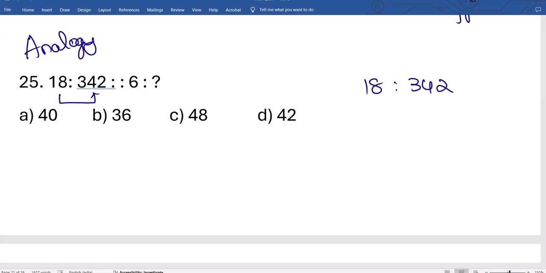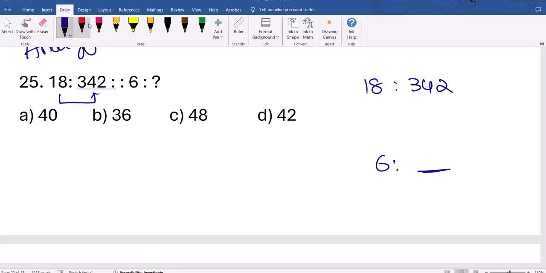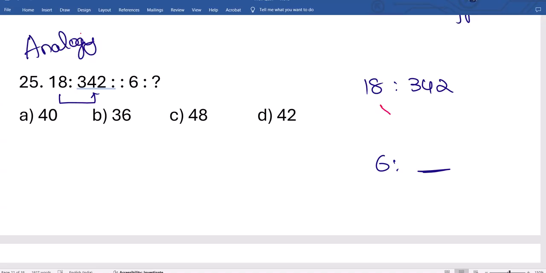18 somehow becomes 342. What's the relation between 18 and 342? Then the same relationship should be applied for 6 and the other number. Yes. 18 square is how much? 324 plus 18. So this is 18 into 19, the next number multiplication. 18 multiplied by the next number, 19. Then here, 6 multiplied by 7.